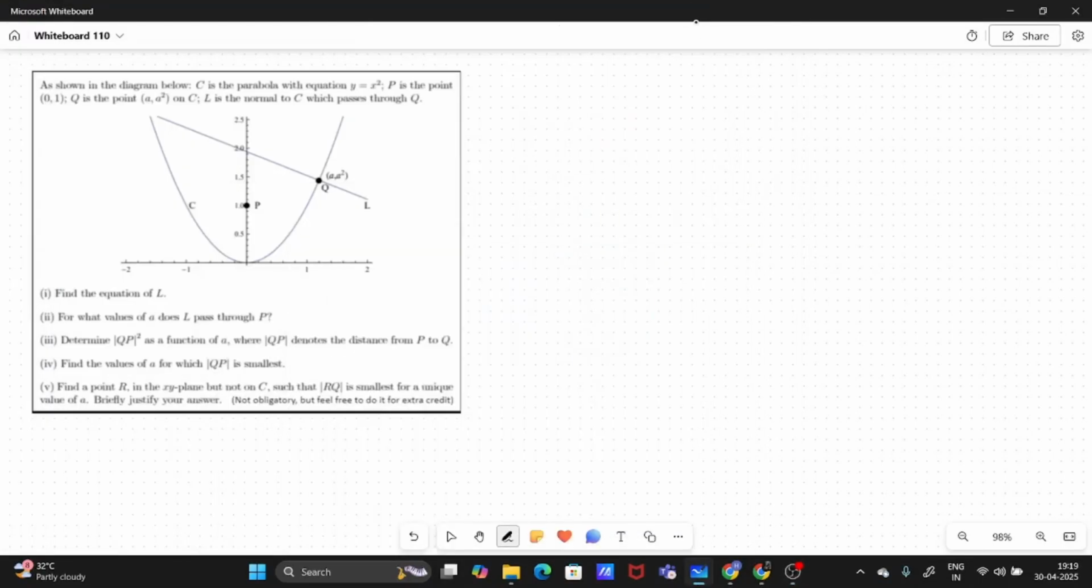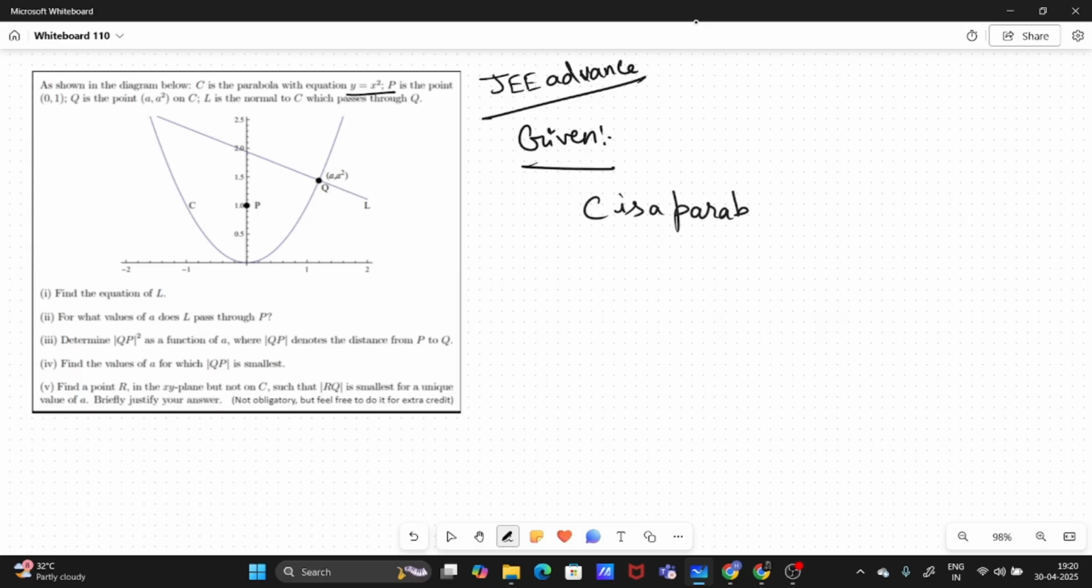Hi everyone. Today we are going to discuss this question, which is very frequent in JEE Advanced. This type of question is very methodical. First, if you see the given values which have been denoted here, C is a parabola, and the equation of the parabola is y equals x square.